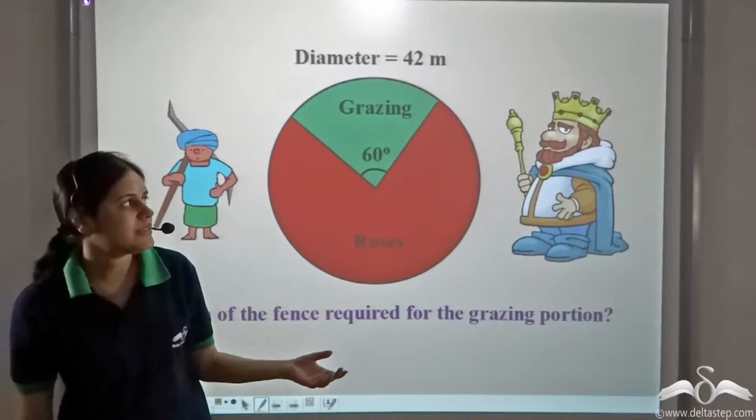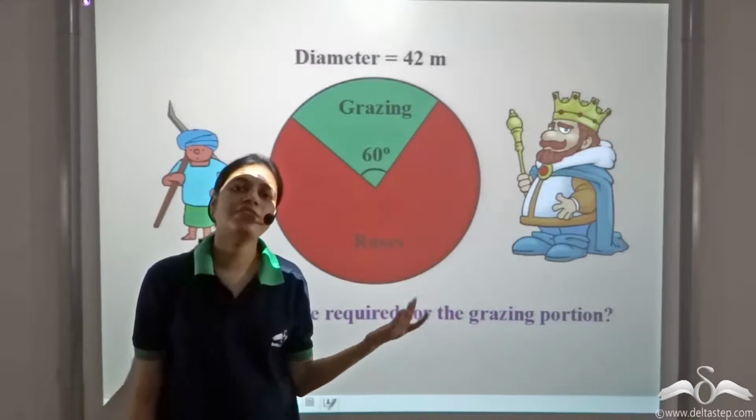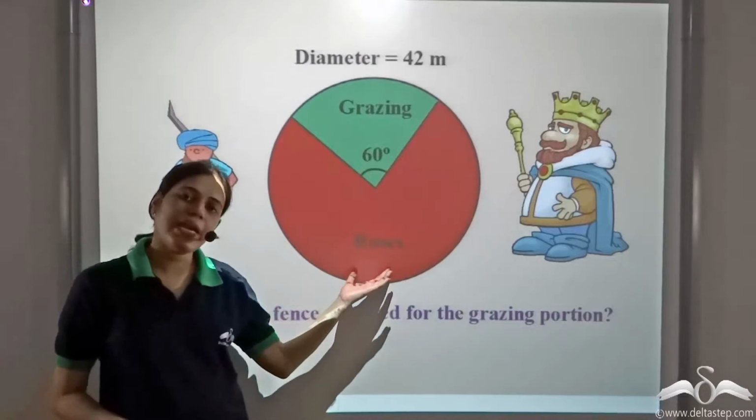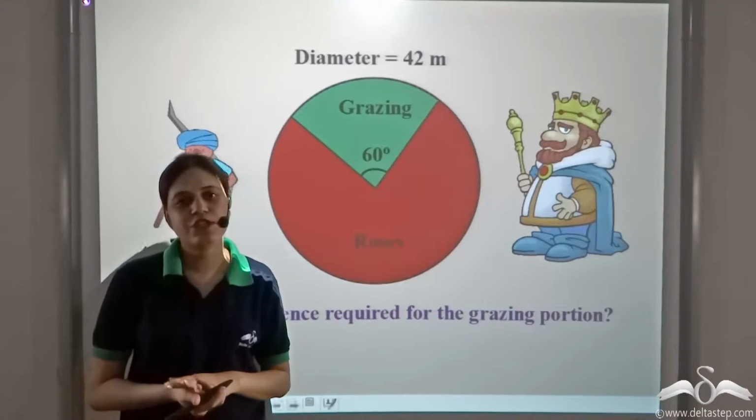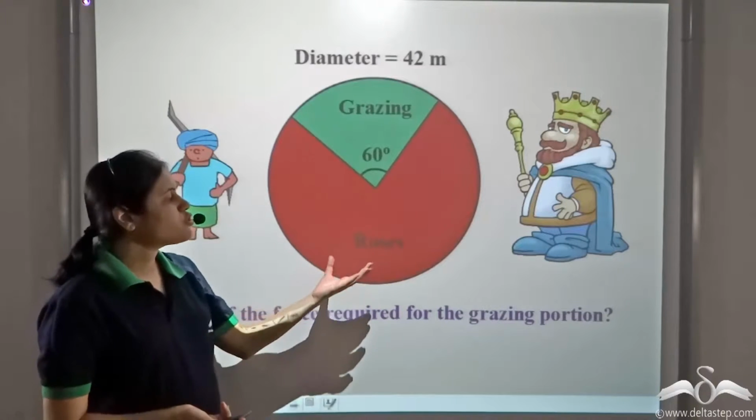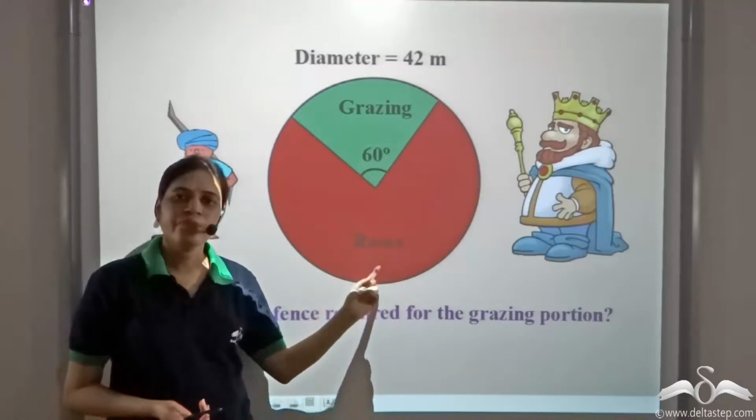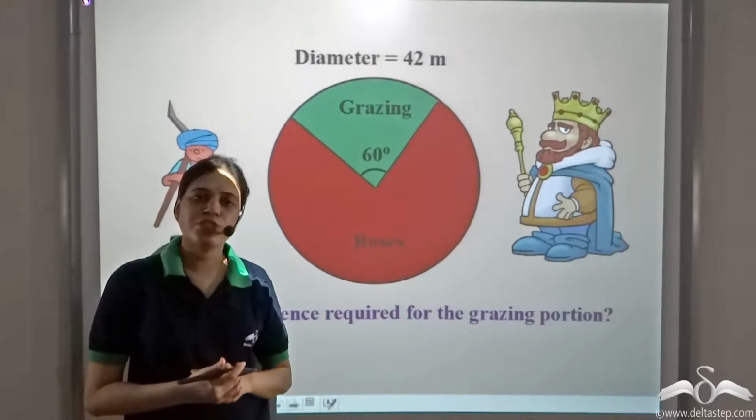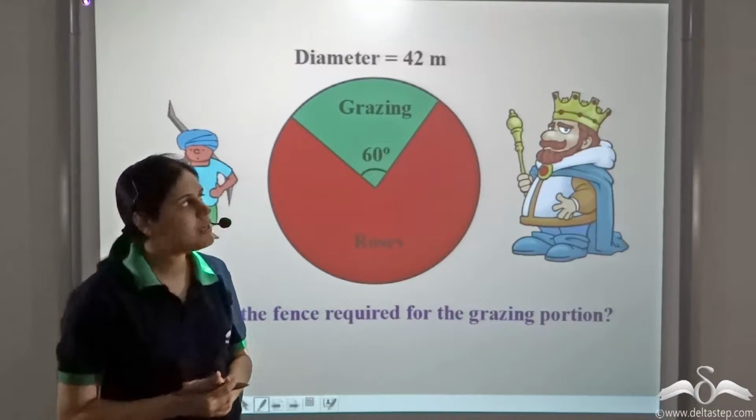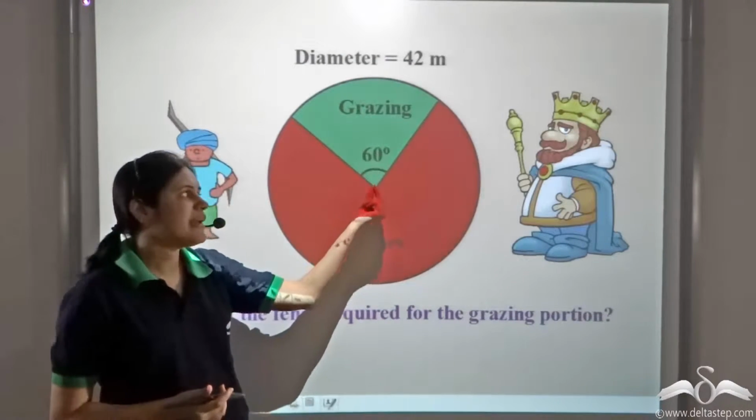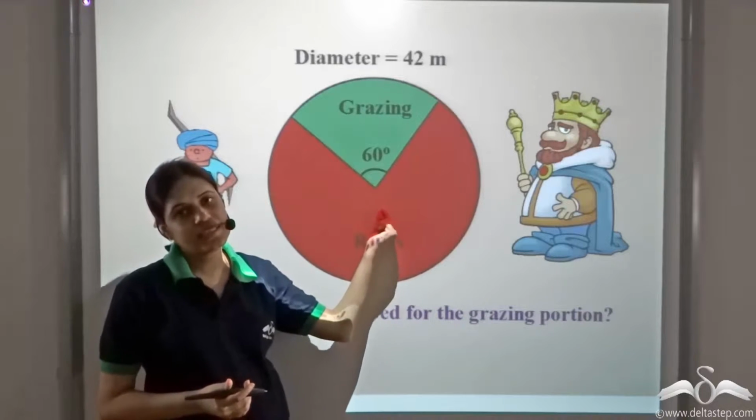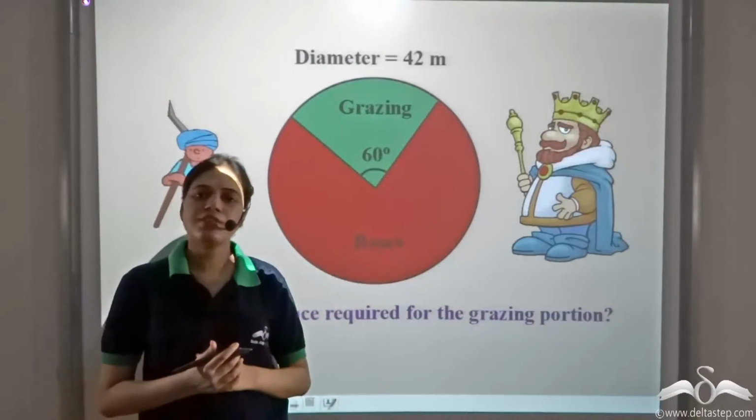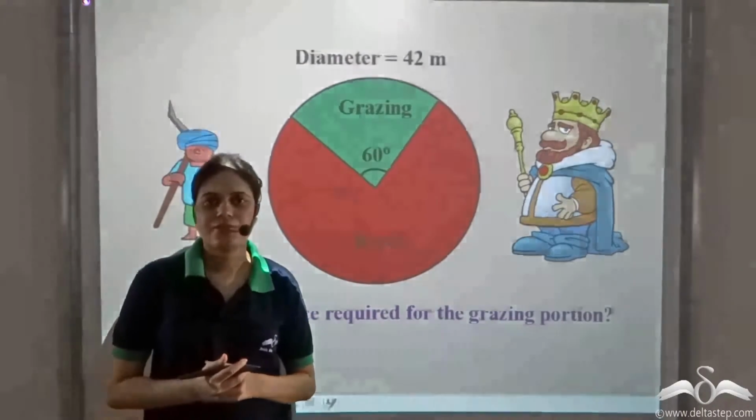Once upon a time, there was a king who wanted to have a circular garden. So he called one of his gardeners and explained the layout of the garden which he wanted to have. One portion of the garden, the red portion, will be for roses, and the other portion, the green portion, will be for animal grazing. The green portion will make an angle of 60° at the center of this circular garden. Also, the diameter of the circular garden would be 42 meters.